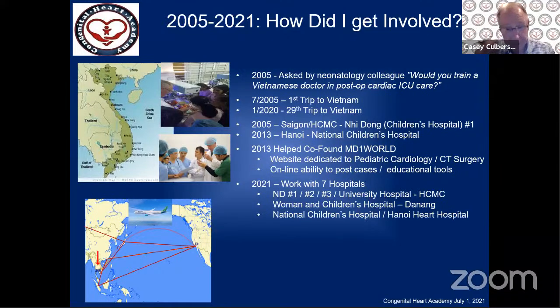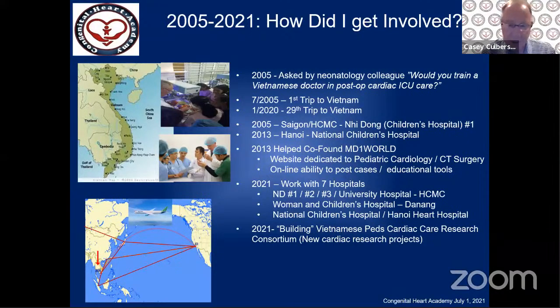So in 2021, I seem to be working with about 7 hospitals: the 3 children's hospitals in Ho Chi Minh City, along with the University Hospital, Women and Children's Hospital in Da Nang, which is in the central part of Vietnam, and the National Children's Hospital and Hanoi Heart Hospital in Hanoi, which is in the north. This is another one of these things I like to call Gil's fault. We're actually building a cardiac care research consortium to look at new cardiology research programs. And I also decided when I was putting this talk together, I'd become very facile at how to get to Vietnam. So if anybody has any questions how to get there, just ask me, because I think I've done it about every which way possible.